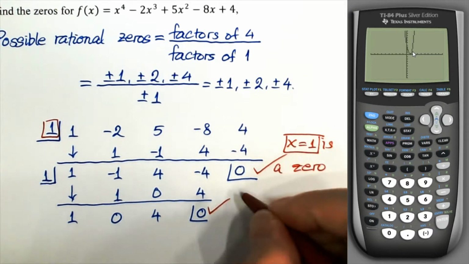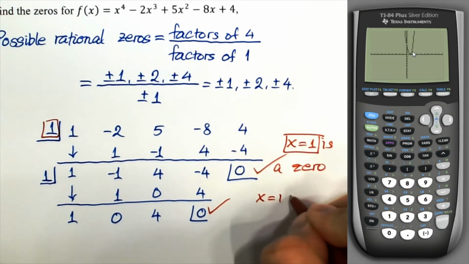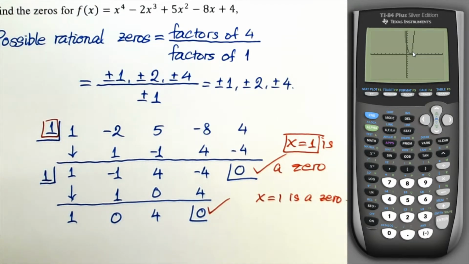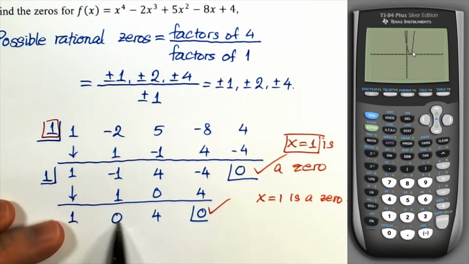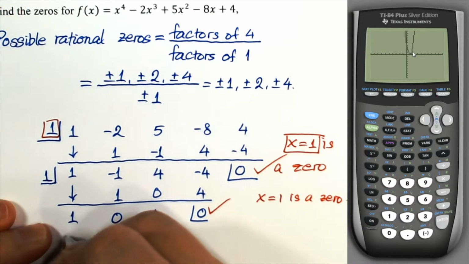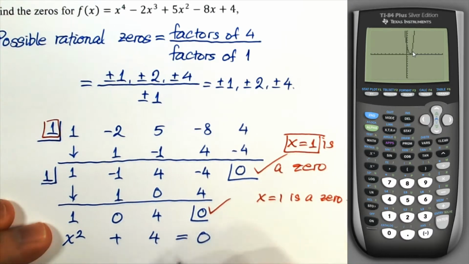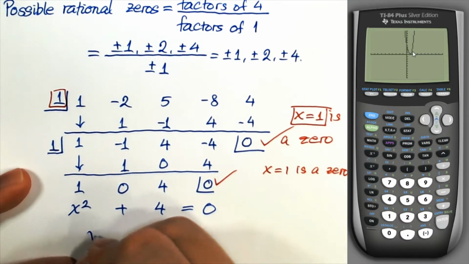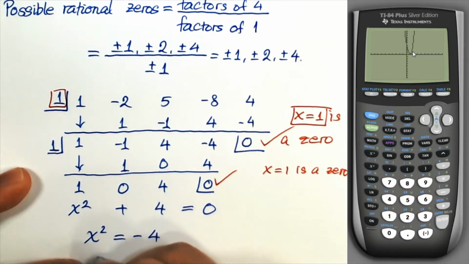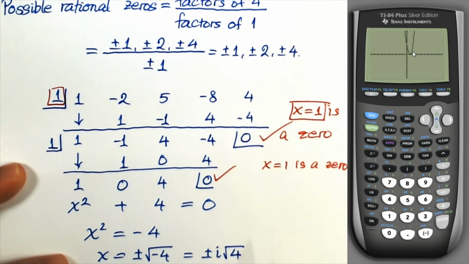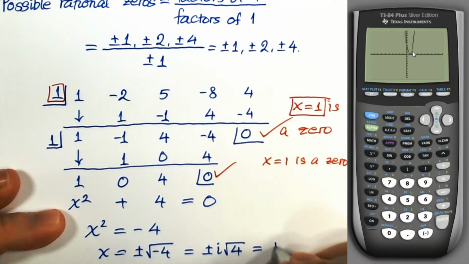We already wrote that, but let's also write that again. It doesn't hurt. And now we have these 3 terms, meaning it's going to be a quadratic equation. This one is very simple. x squared equal to negative 4. x equal plus or minus the square root of negative 4, or plus or minus i square root of 4, or plus or minus 2i.